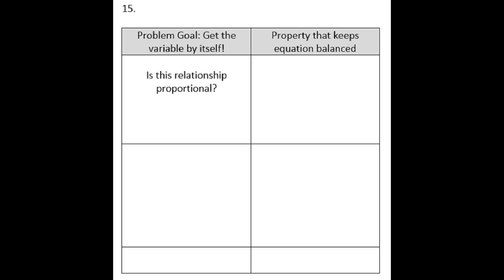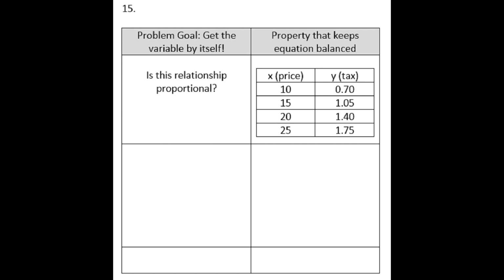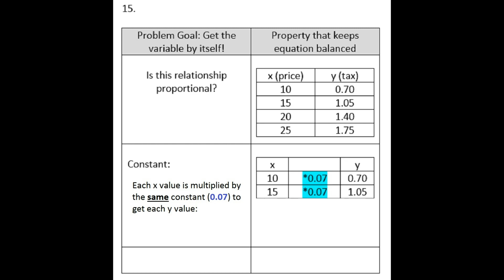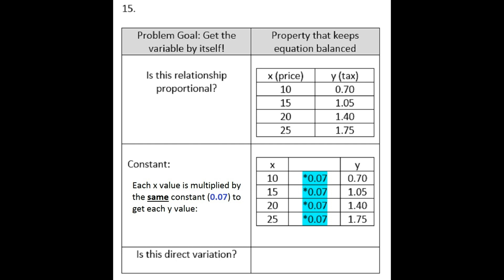Same question. Is this relationship proportional? We start off with prices and taxes: 10, 15, 20, 25, and then 0.7, 1.05, 1.4, and 1.75. In this case, if you divide each of those y values by the x, 0.7 divided by 10 is 0.07. 1.05 divided by 15 is 0.07. 1.4 divided by 20, 0.07. You all should be seeing a pattern by now. We're multiplying by the same constant. Since we're multiplying by the same thing, yes, this is direct variation.